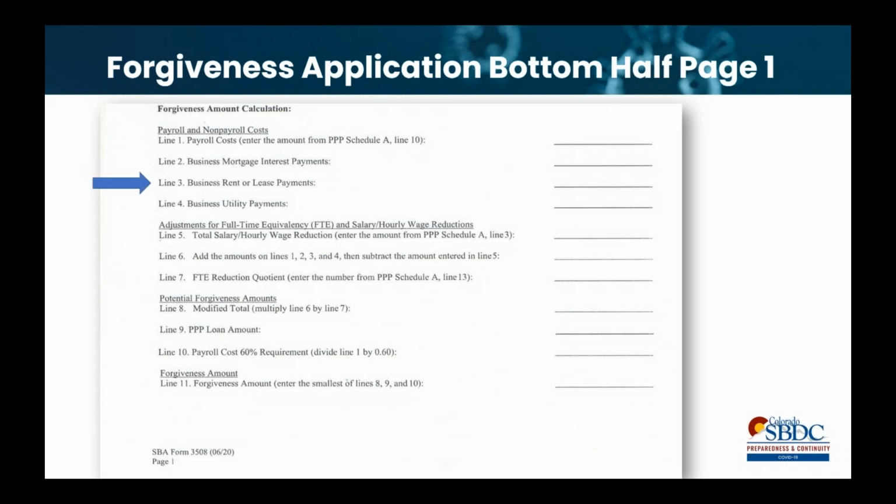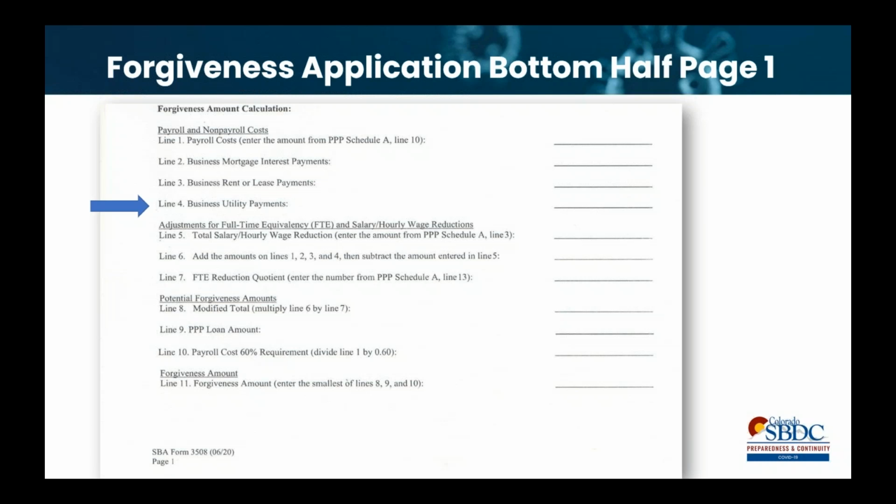Line 3, business rent or lease payments. Again, you can include paid and incurred expenses. Unlike mortgage interest, there is no limitation on prepayments as long as they were paid during the covered period. Why is this true? I'll leave that for the next Geek Note. Again, these rents or lease documents must have been in place on or before February 15th, 2020.